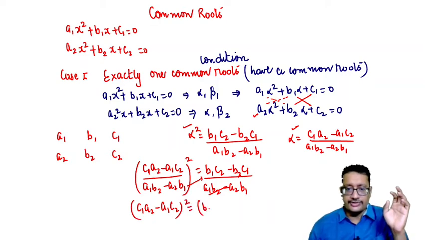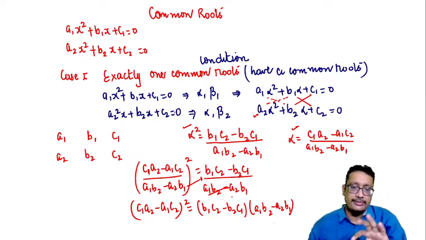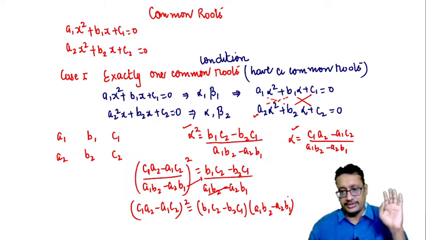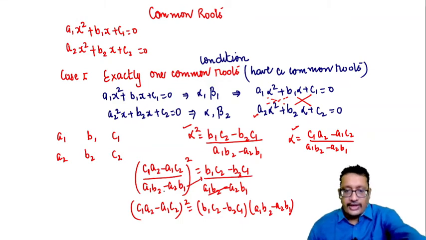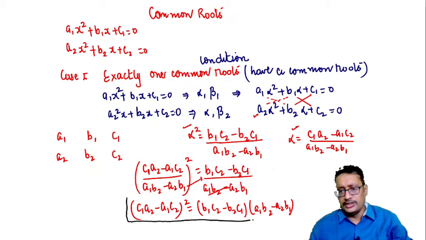See here, b1 c2 minus b2 c1, but one more term will become, that is a1 b2 minus a2 b1. This was a whole square, but divided by the denominator its power becomes 1. So this is the condition which I am writing here, which I have to remember. But there is a very simple method. I will always remember it and never forget it.